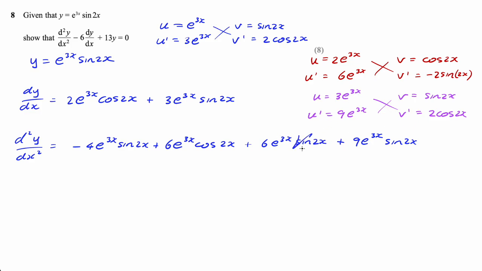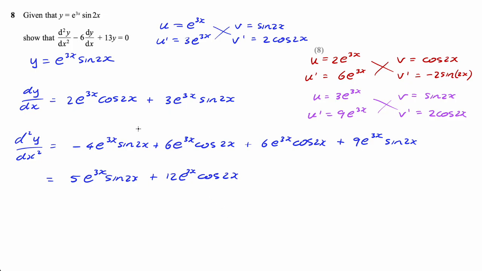Sorry, this one's cos. Sorry guys, cos 2x, and then this is sine 2x. Okay, let's just simplify this, guys. This and this can become 5 sine 2x, and this plus this would be 12. Sorry guys, I'm not on it today. It's 5e to the 3x sine 2x plus 12e to the 3x cos 2x.